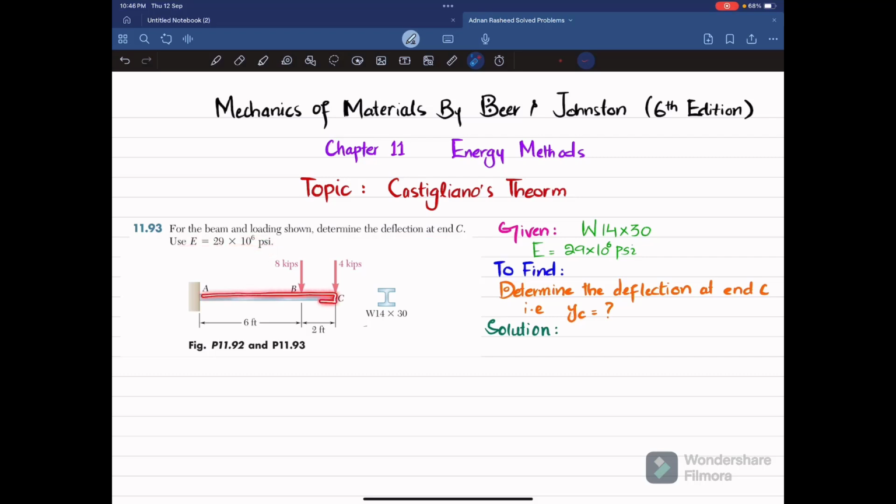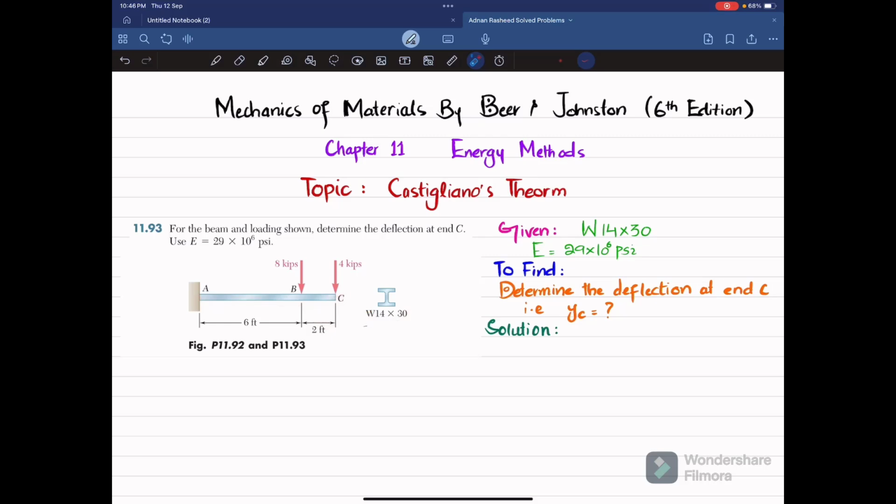So you can see this is a cantilever beam having fixed support at point A, and at point C we have 4 kips load, and at point B we have 8 kips load. So this is wide flange beam. You can see, W14 by 30, a wide flange beam. Due to this loading, the beam will deflect like this. So we are going to find the deflection at point C, which is delta C or YC.